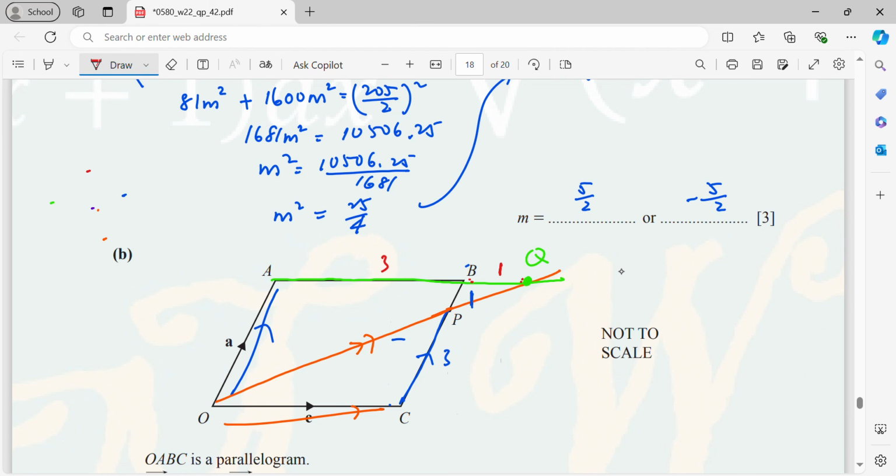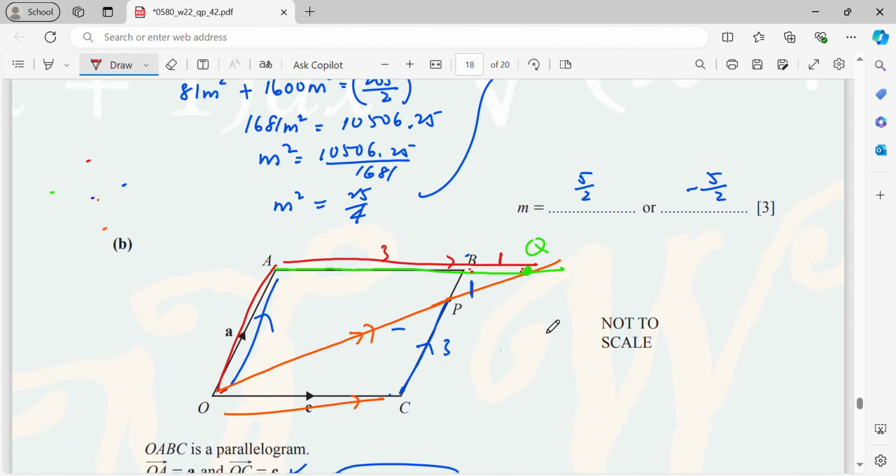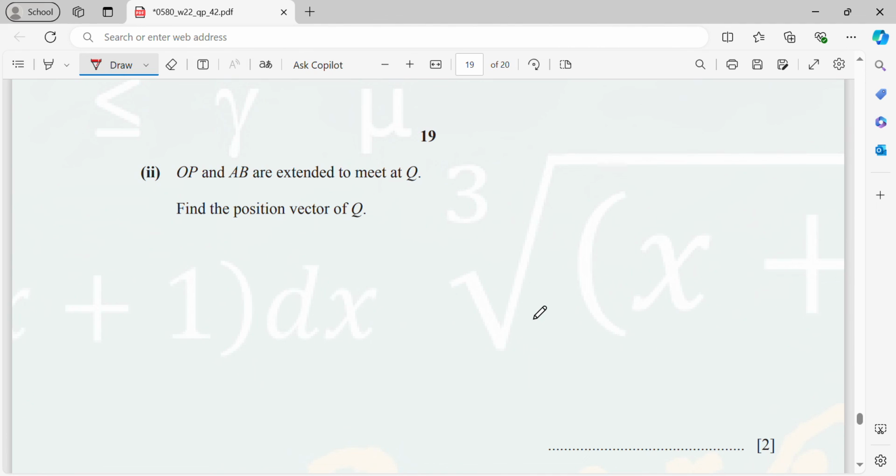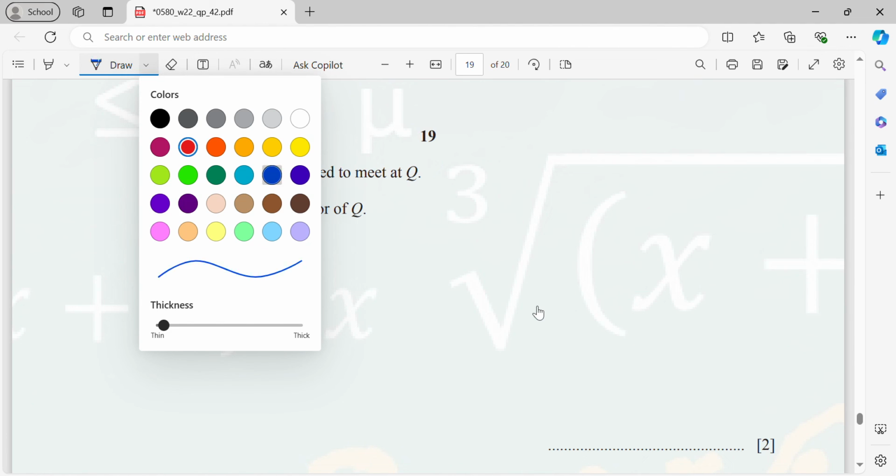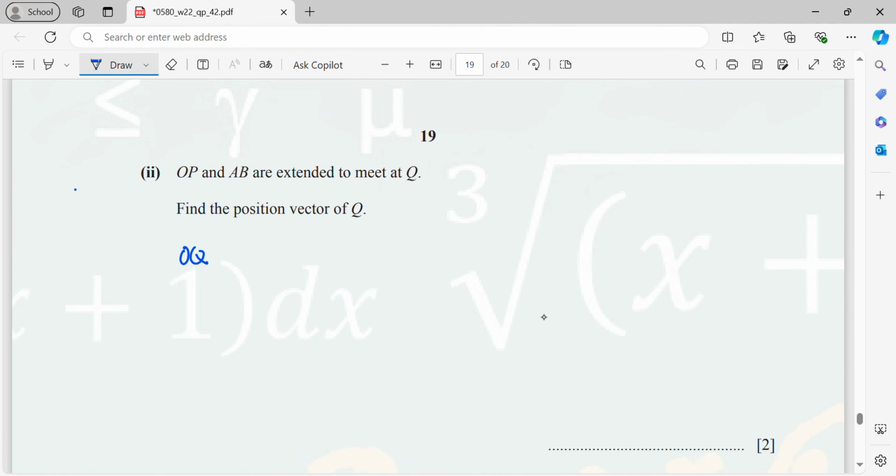BQ, now you need to find OQ. So OQ, basically OQ, okay, OQ is here. This is the OQ. OQ is OA plus AQ. Right? Let me write down first. OQ equals OA plus AQ. Now I need to find out what is my AQ.